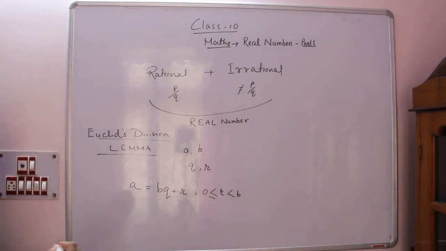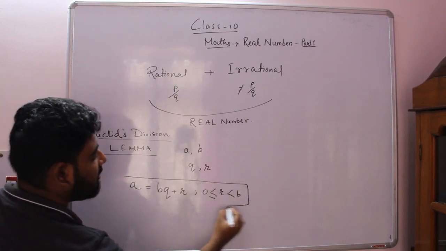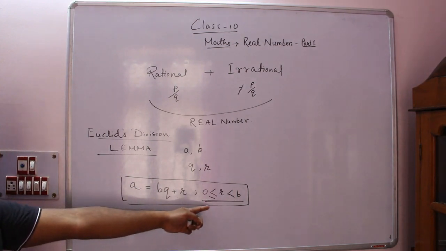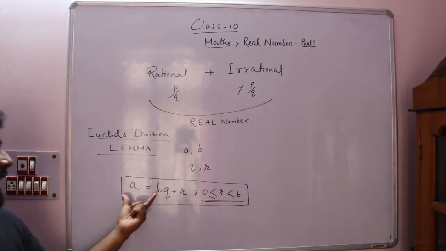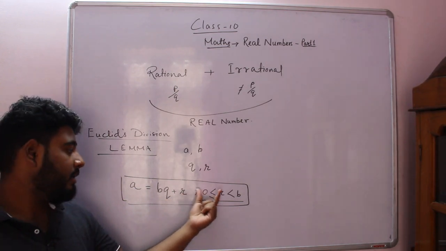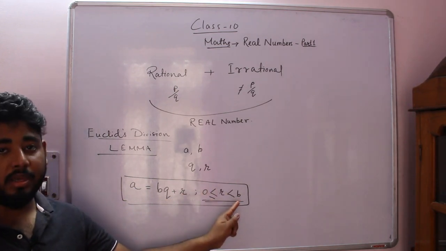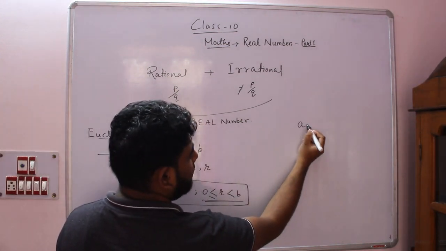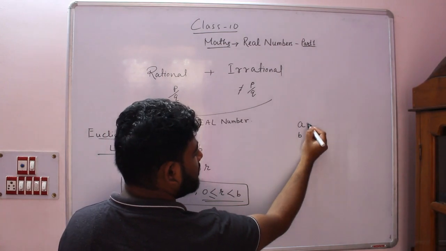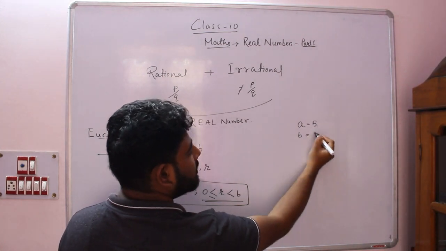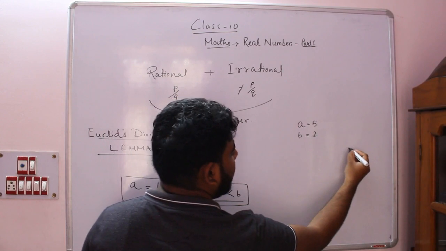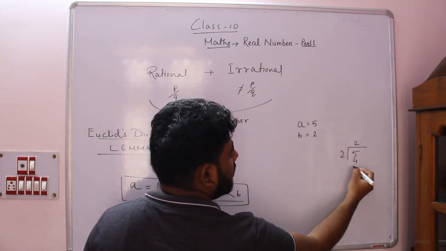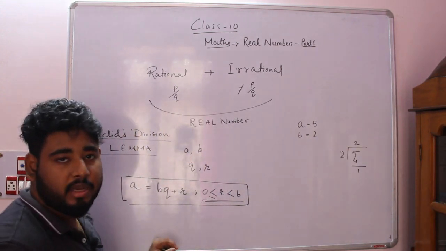Now when the question comes in the exam, you have to make sure that you write this, otherwise you will not get marks: a equals bq plus r, where r lies between 0 and b. Now just for explanation, suppose a equals 5, b equals 2. Now if I divide 5 by 2, 2 twos are 4, you will get 1 as a remainder.